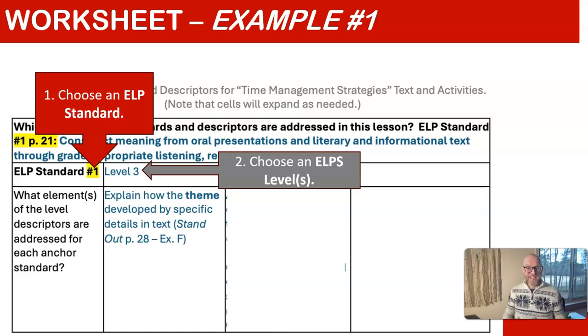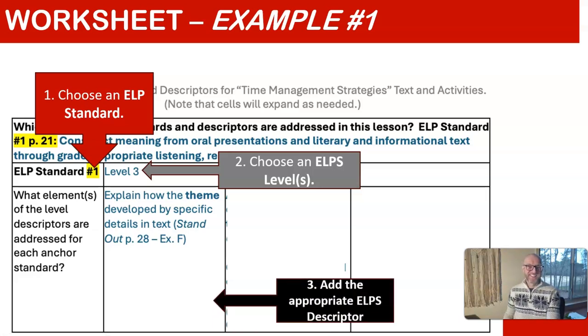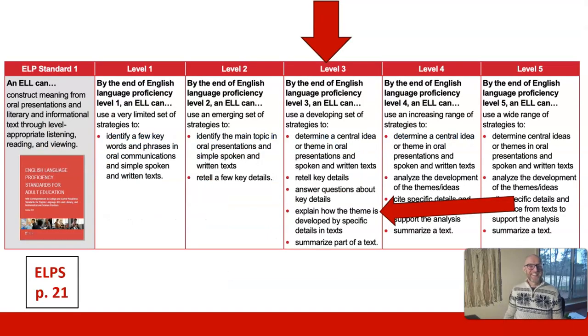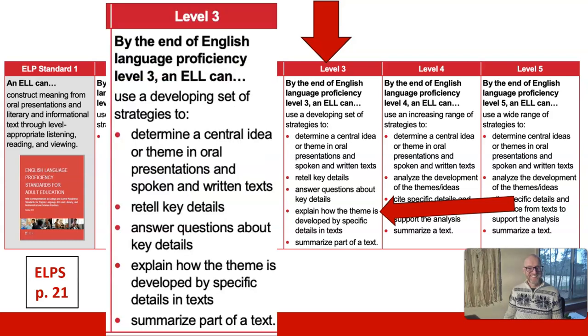Now is time for the main event, the descriptor. So our goal next is to add in the appropriate ELPS descriptor. We chose explain how the theme developed by specific details in the text. Well, let's look at that ELPS a little bit more specifically. So we go to page 21, ELPS Standard 1, Level 3, because we're choosing this descriptor, the one I just read. Explain how the theme is developed by specific details in text.